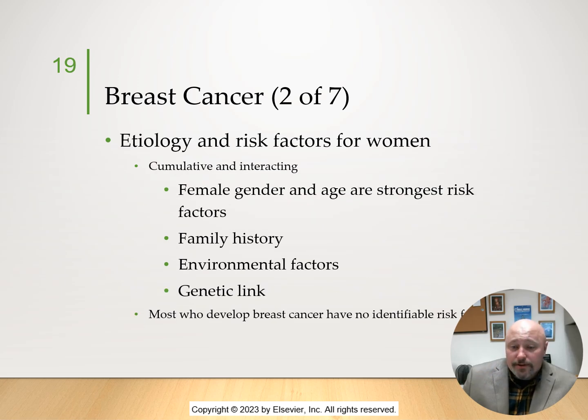There are many risk factors for breast cancer. Obviously, female gender and age are going to be a strong risk factor. Other issues include family history, environmental factors, and that strong genetic link. Most who develop breast cancer have no identifiable risk factors, however.